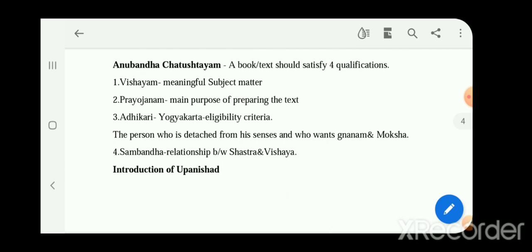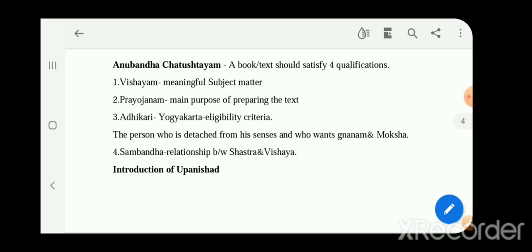Next we need to talk about Anubandha Chatushtayam. Anubandha Chatushtayam applies to any book, which could be a text of any Upanishad or anything about Vedanta, or whatever you are going to study. It could be that book as well.